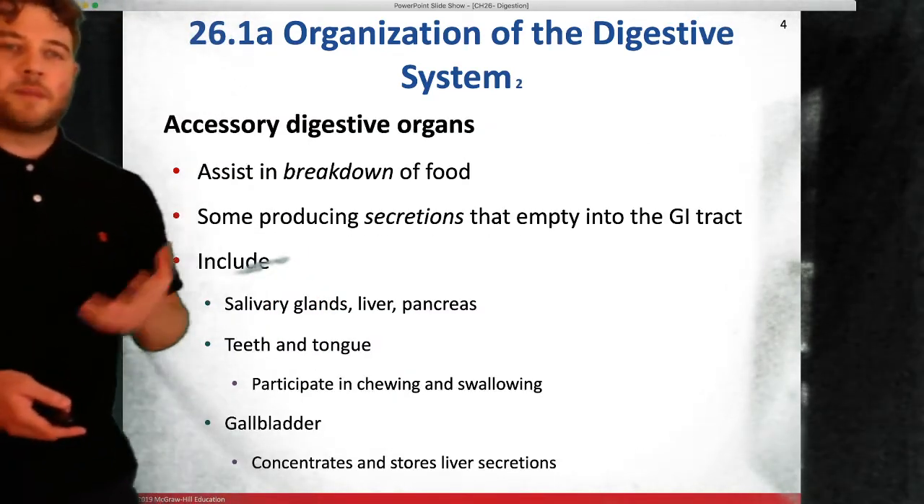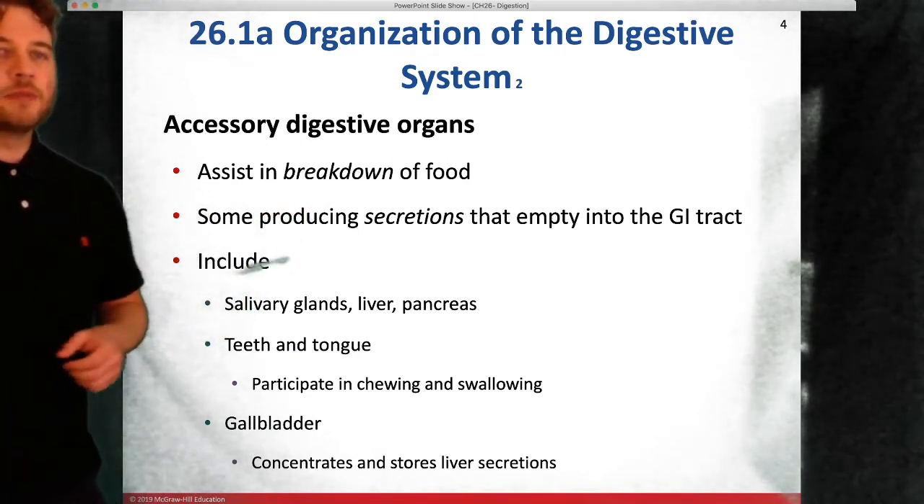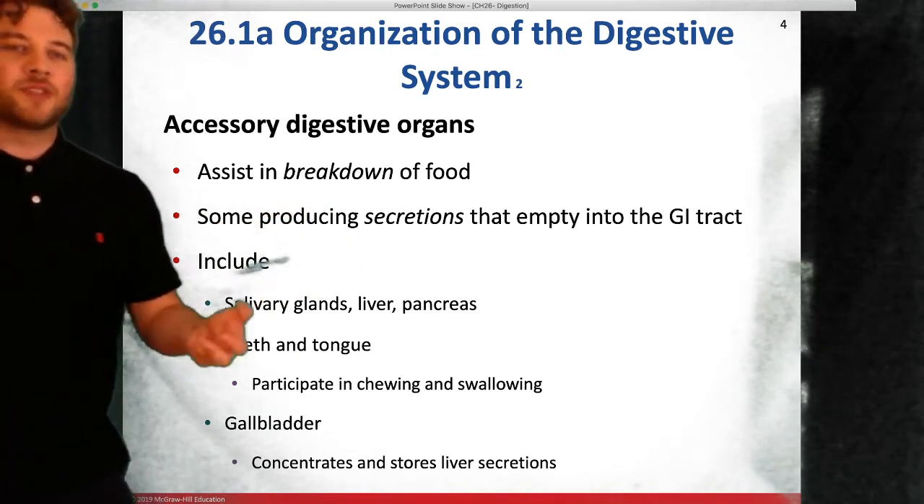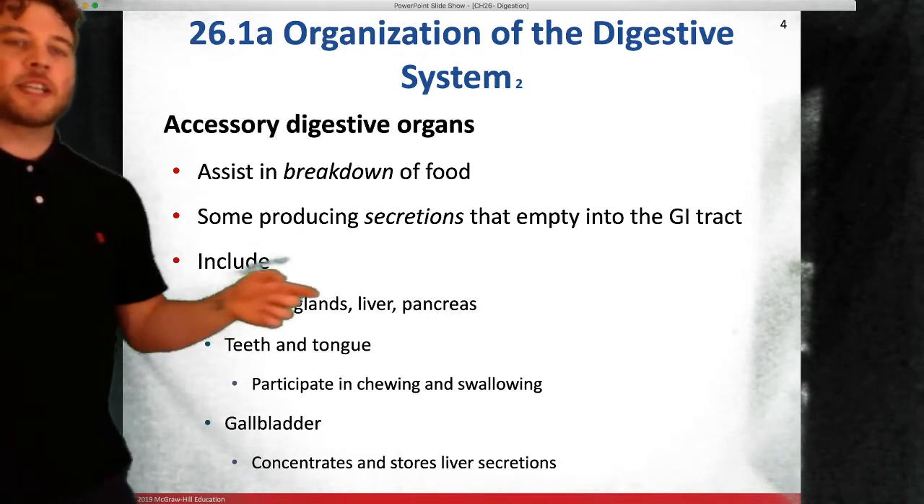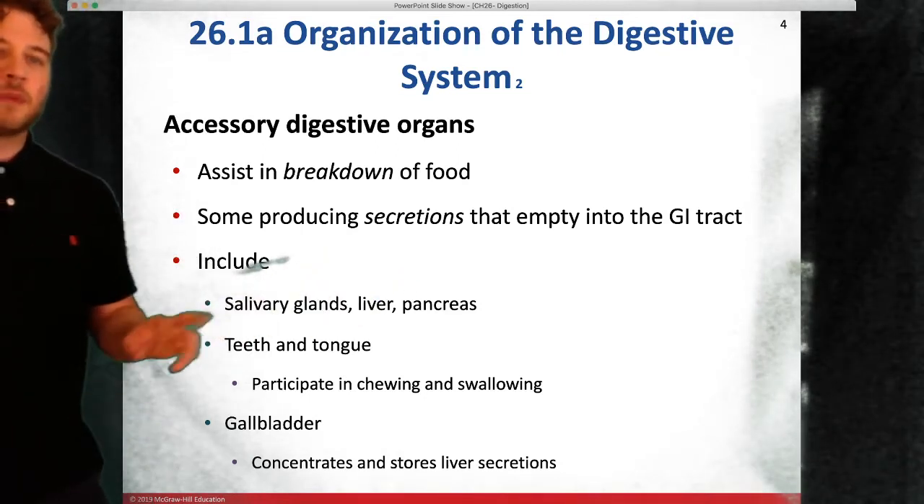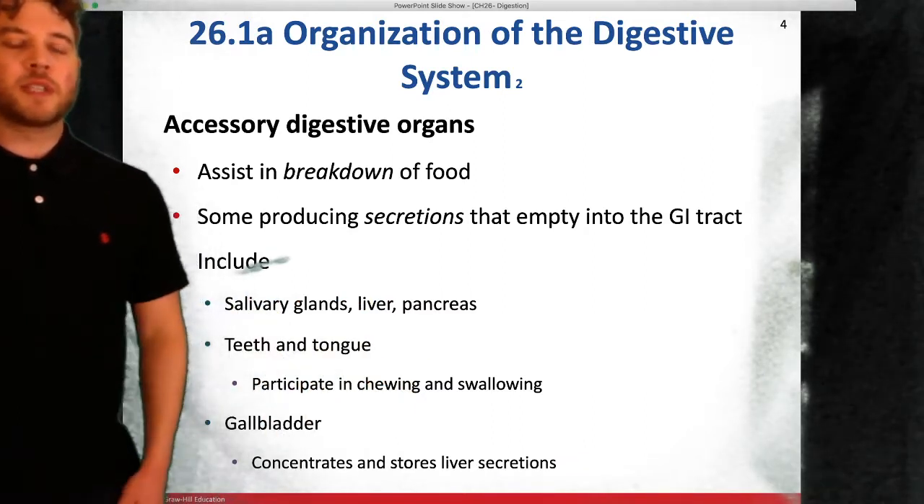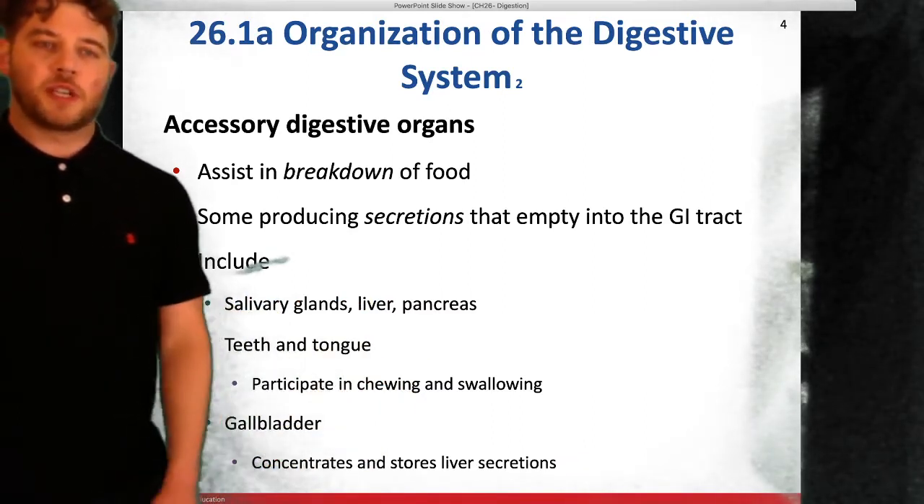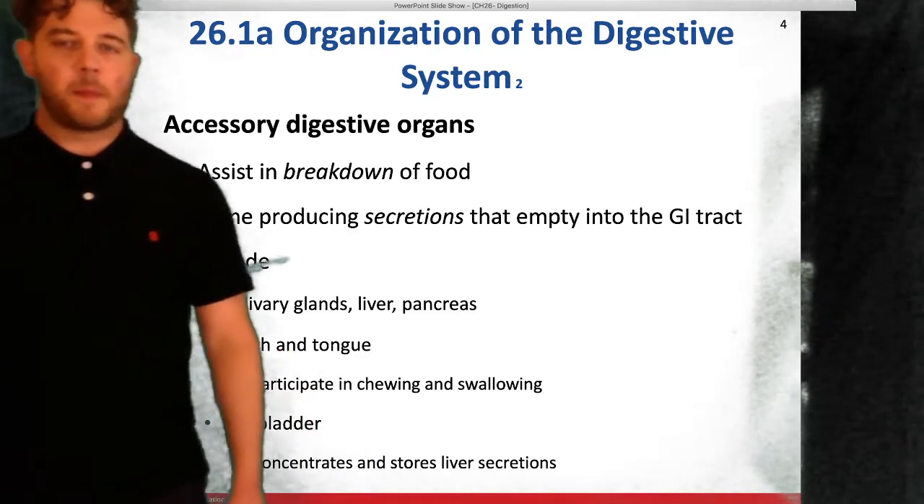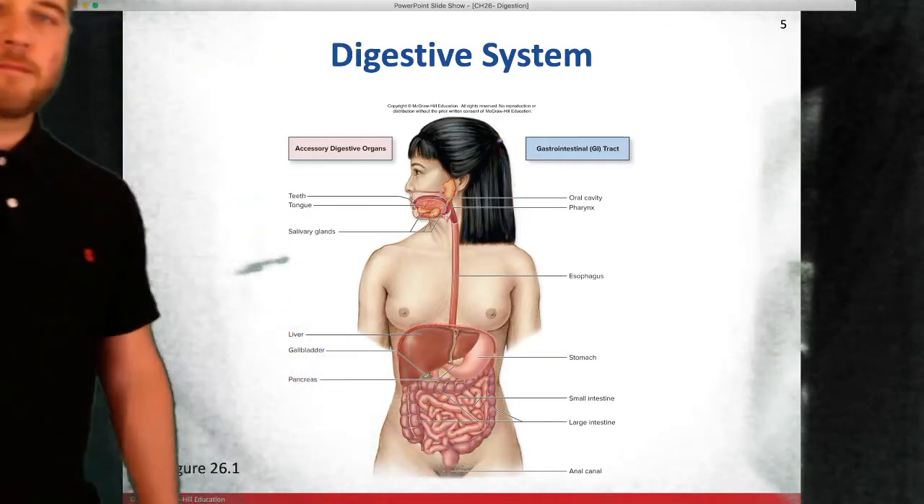So the accessory organs assist in the breakdown of food, some producing secretions that they empty into the GI tract, including your salivary glands, your liver, and your pancreas. We've already seen a lot of those. The teeth and the tongue participate in chewing and swallowing, and the gallbladder concentrates and stores the liver secretions. Here it is, just broken down for you.